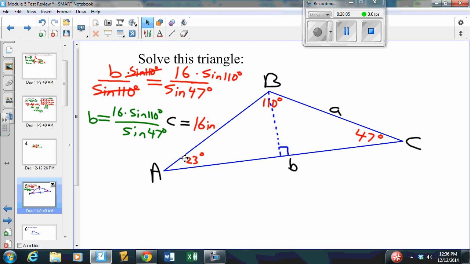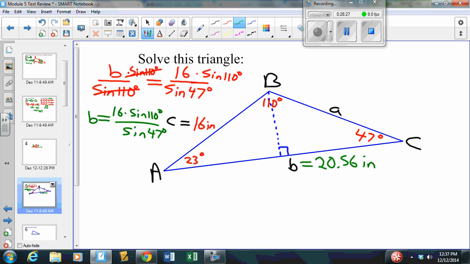Okay, so does everybody put 16 times the sine of 110 over the sine of 47? What'd you get? Oh, this is B we were solving for, huh? 20.5? 20.5, round it to 2 decimals. 20.5 inches, right? Don't forget to put units.